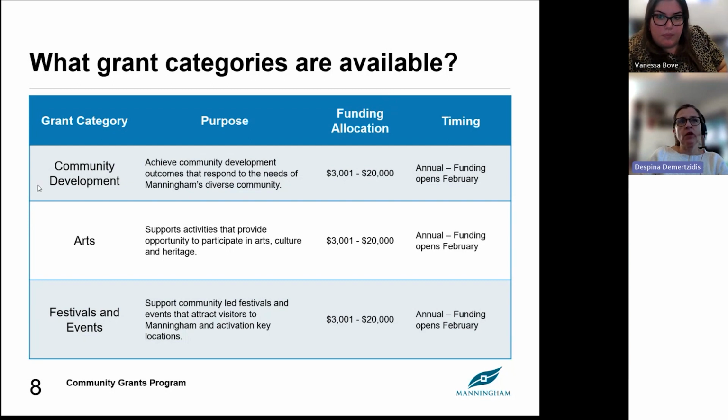The first one is a community development grant, which achieves community development outcomes that respond to the needs of Manningham's diverse community. The second one is an arts grant that supports activities that provide opportunity to participate in arts, culture, and heritage. And the third one is a festival and events grant that supports community-led festivals and events that attract visitors to Manningham and activate key locations.